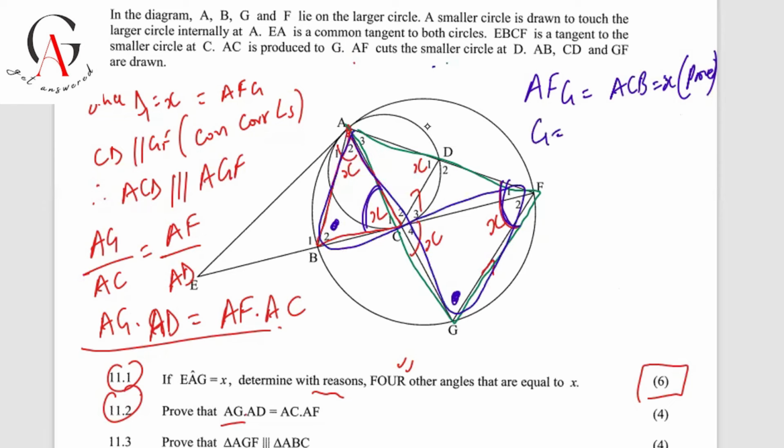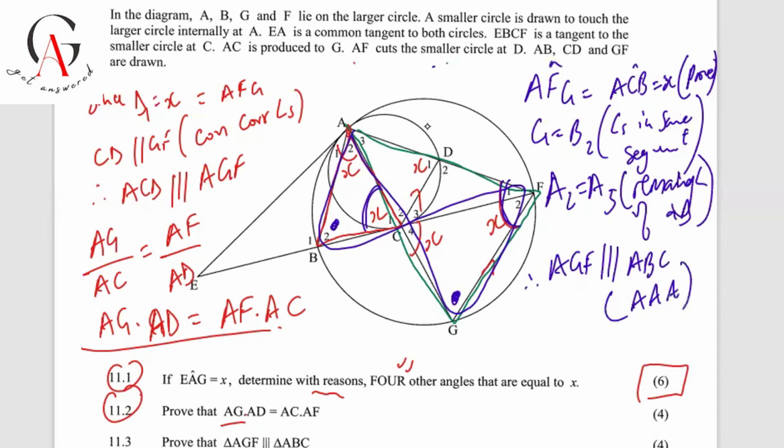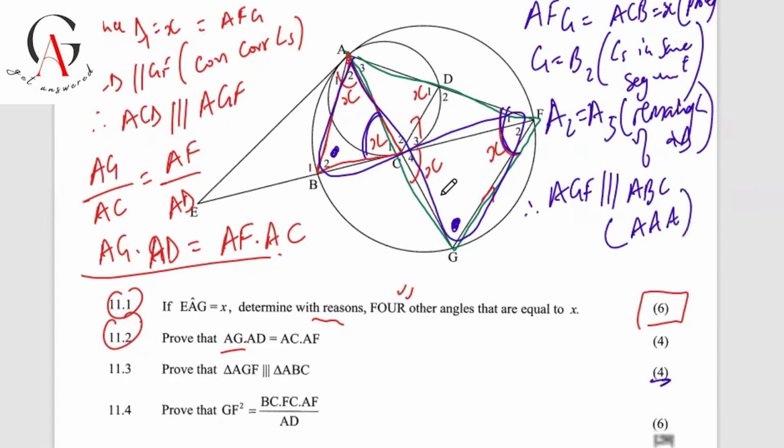So G is the same as B2, that is angles in the same segment or angles subtended by the same chord AF. Then lastly, we know that A2 is going to be the same as A3. That's going to be the remaining angle of the triangle, or the third angle of a triangle. Now we have the proof, therefore, our AGF is similar to ABC because of angle, angle, angle. So that is how we will have obtained the proof.